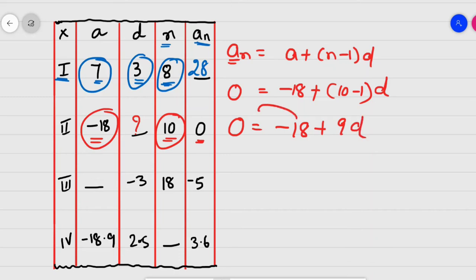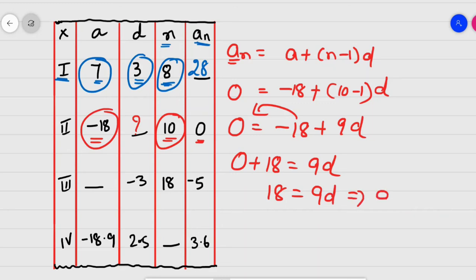So if you send this here, what will you get? 0 plus 18 is equal to 9d. So 0 plus 18 is 18. 18 is equal to 9d. This implies d is equal to 18 by 9 and you are getting d is equal to 2. I think children you got it, how much is your d? Your d is equal to 2. So here your answer is equal to 2.